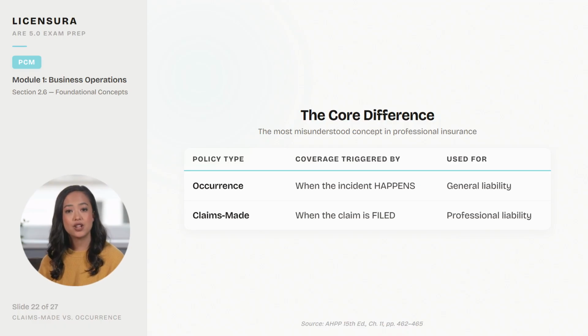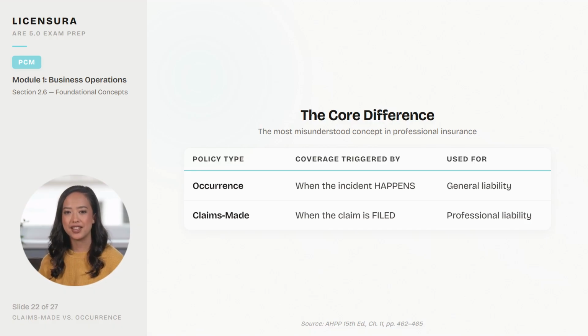If there's one insurance concept that trips up architects on the exam and in real life, it's the difference between claims made and occurrence policies. So let's break this down clearly. An occurrence policy is triggered by when the incident happens. A claims made policy is triggered by when the claim is filed. That's the core difference. Sounds simple enough, but the implications are huge.